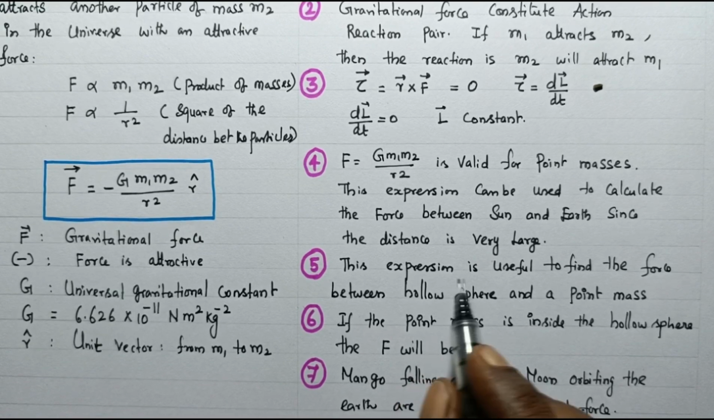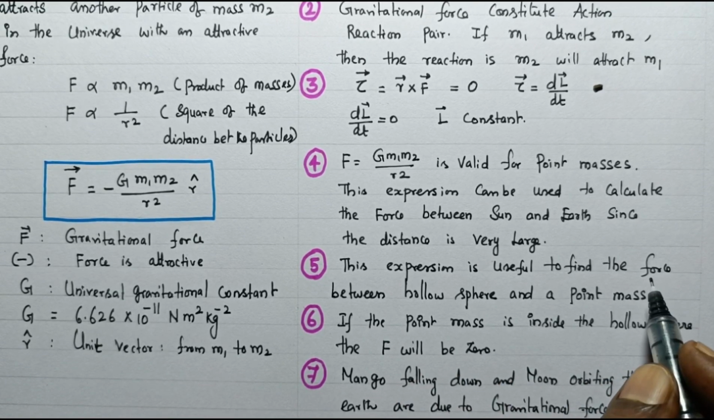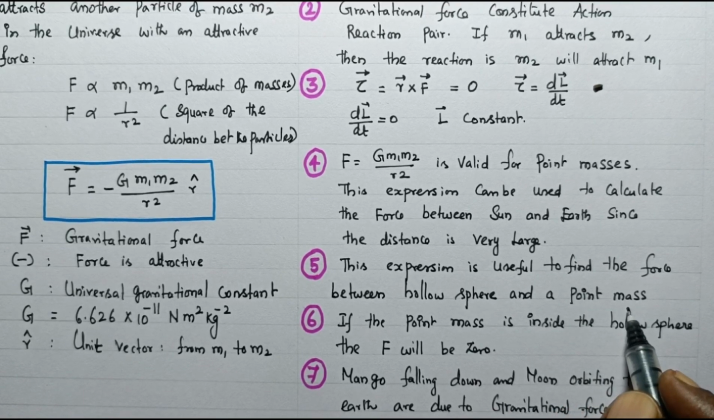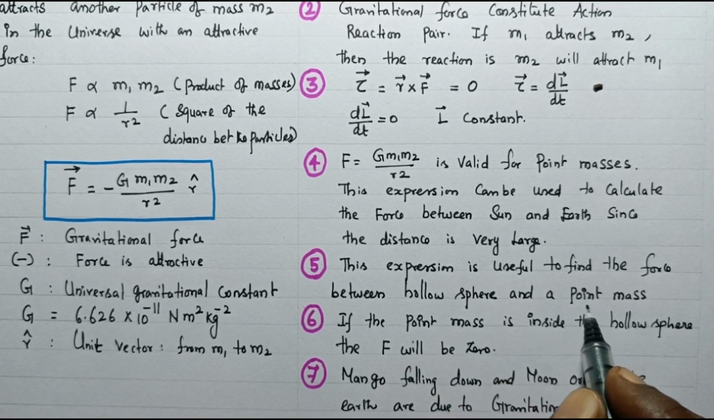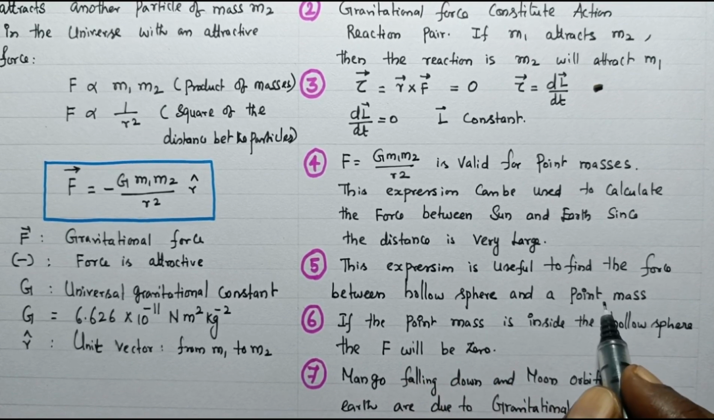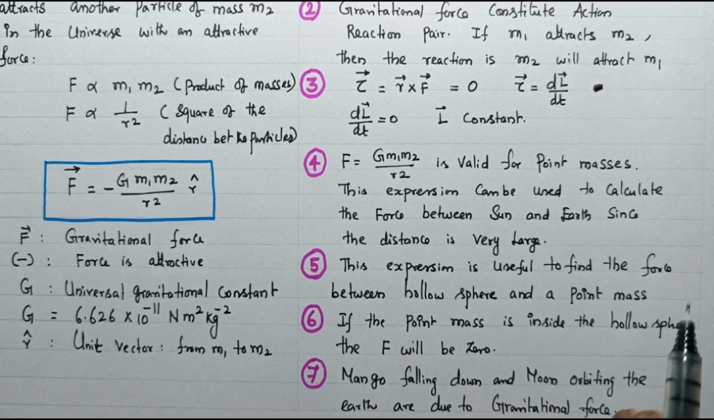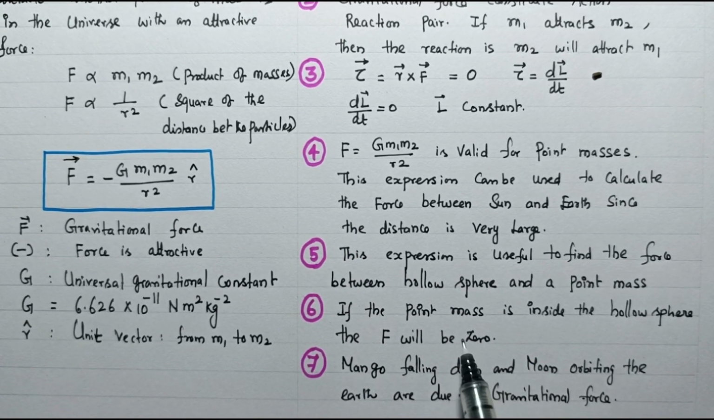Similarly, we can use this expression to find the gravitational force between a hollow sphere and a point mass. If the same point mass is inside the hollow sphere, then F will be 0. Gravitational force is responsible for mango falling down and moon orbiting the earth.